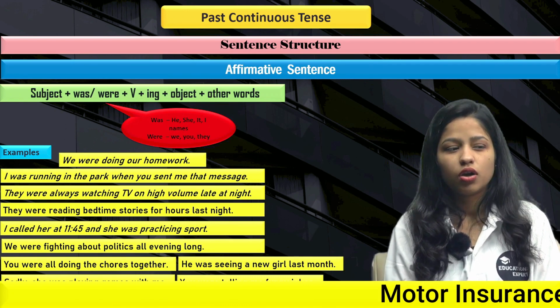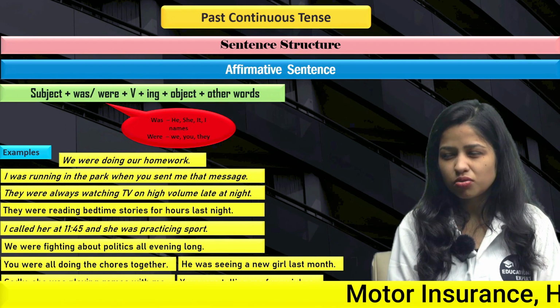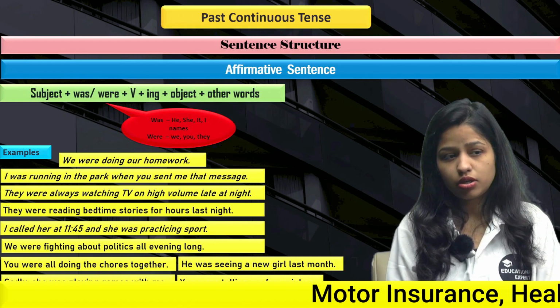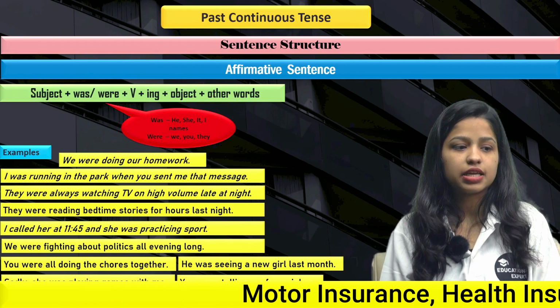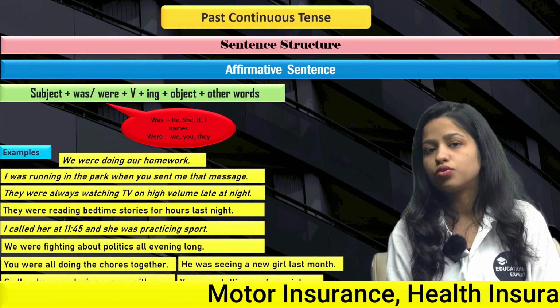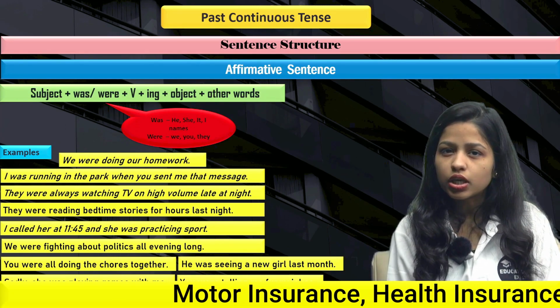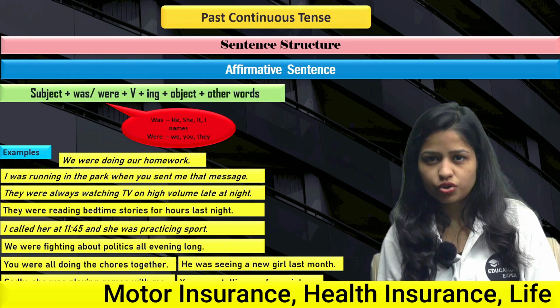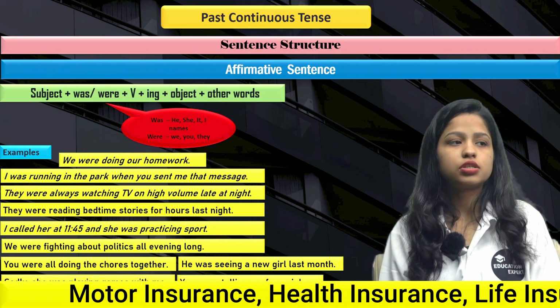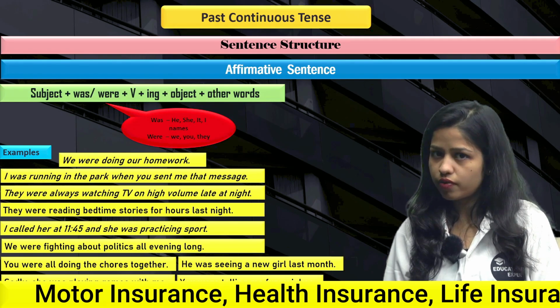If I ask you, what was I doing at that time? I don't remember that. You can tell me you were telling me funny jokes. Right? Last sentence is, she was going to school. What was she doing? If I ask you what was she doing, then you can answer me: she was going to school. So this is how you can create positive or affirmative sentences.